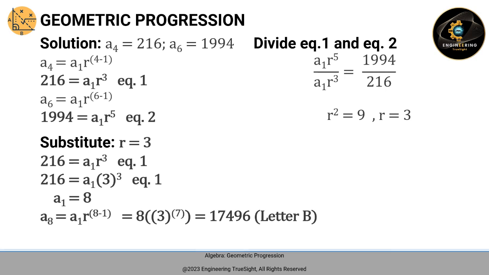a sub 8 is equal to a sub 1 times r to the power of 8 minus 1. And it is equal to 8 times 3 to the power of 7, and we should get an answer of 17,496, which is letter B. Therefore, the eighth term of this geometric progression is 17,496.